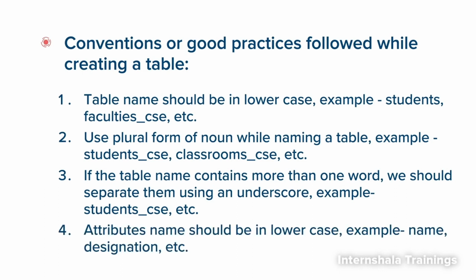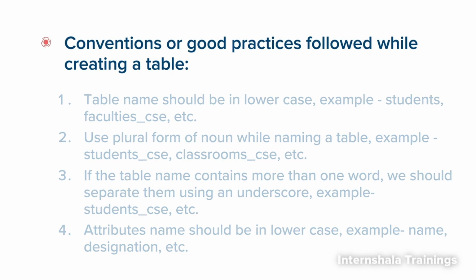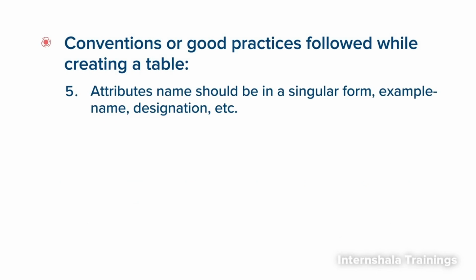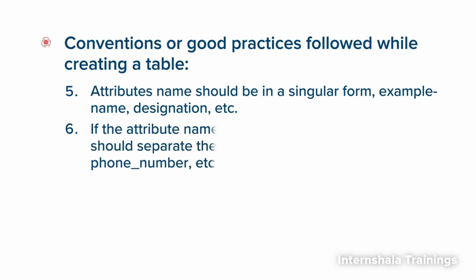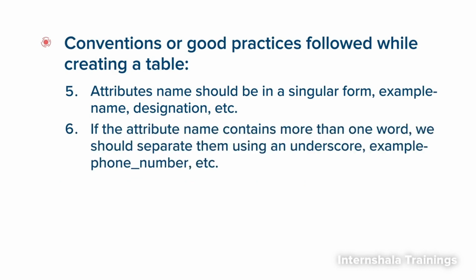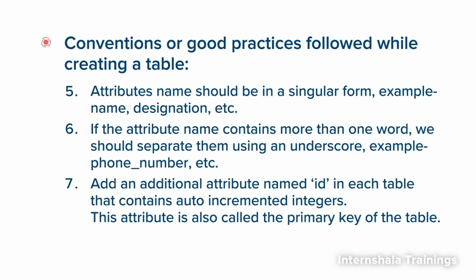Fourth, the columns or attribute names should also be in lowercase. Example, name, designation, etc. Fifth, the attribute names should be in singular form. Example, name, phone_number, etc. Next, if the attribute name contains more than one word, we should separate them using an underscore. Example, phone_number. Lastly, as a practice, we add an additional attribute named ID in each table that contains auto-incremented integers. We define this column as the primary key for the table. We will learn about primary keys in the upcoming topics, so don't worry at this moment.